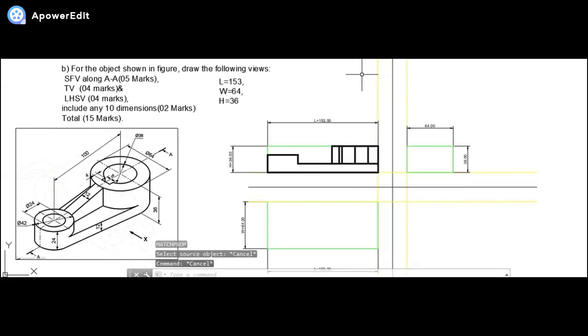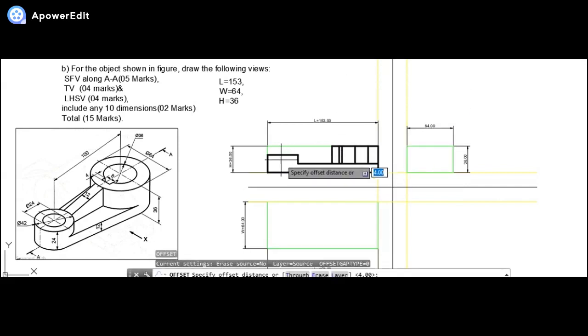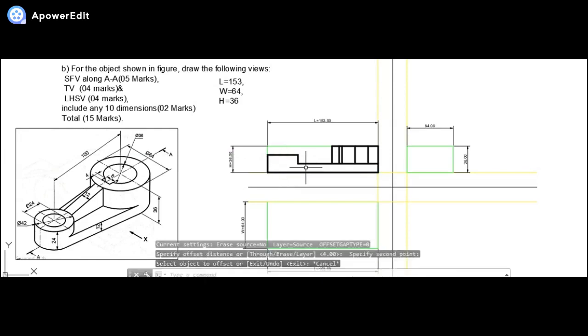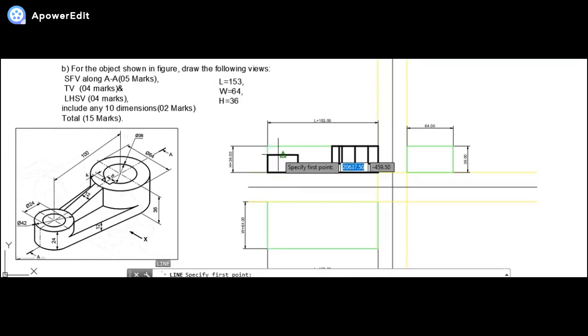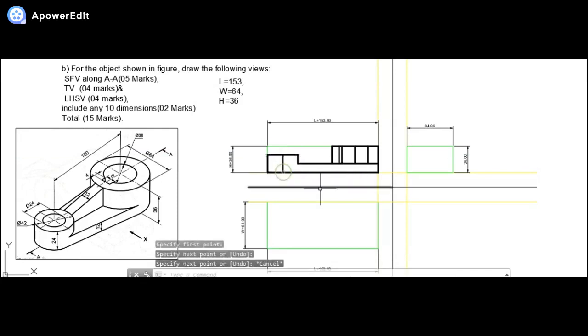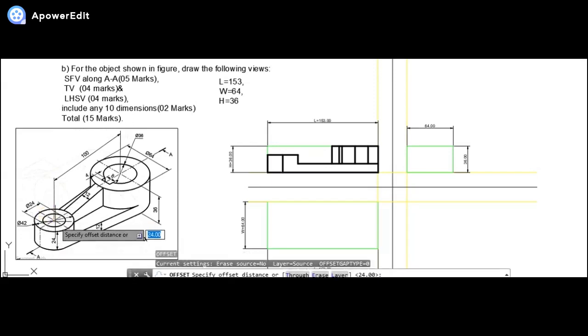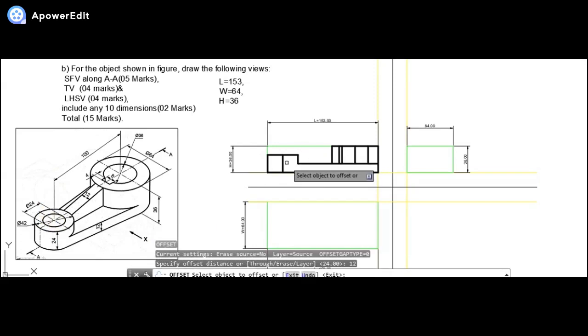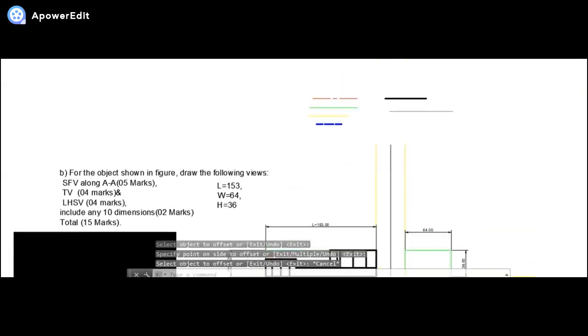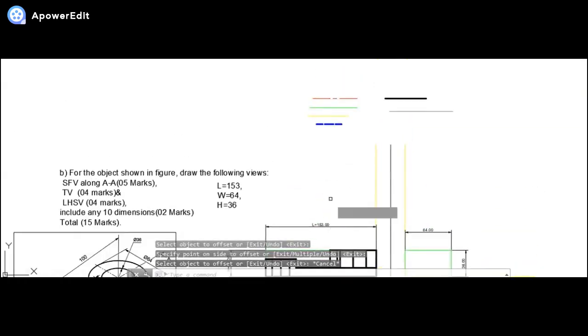One more, I will be drawing the midpoint of this like this. Now this inner one is of diameter 24. So both the lines will be drawn at a distance of 12 mm. Here 12 as well as here 12. Once we are done with this, I can simply make these as hidden.